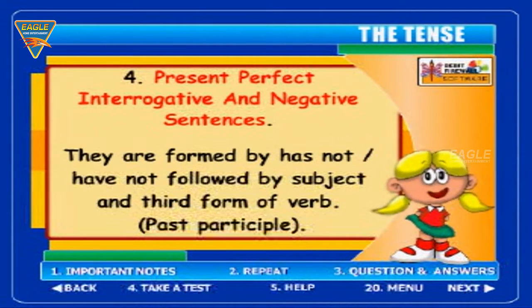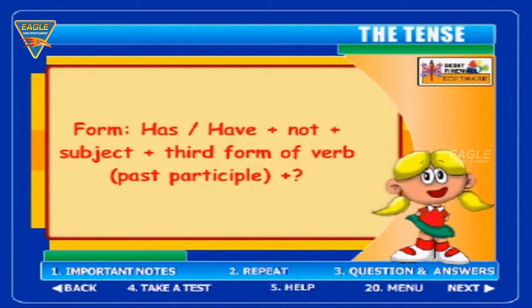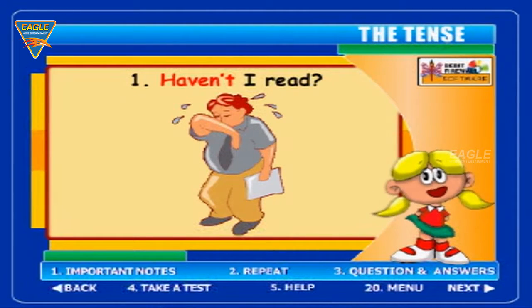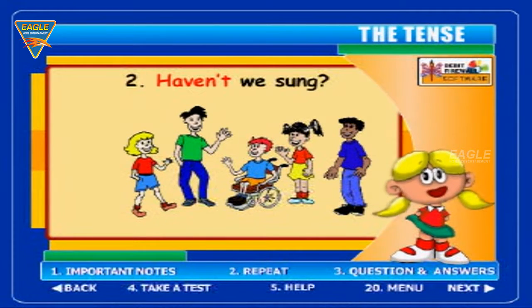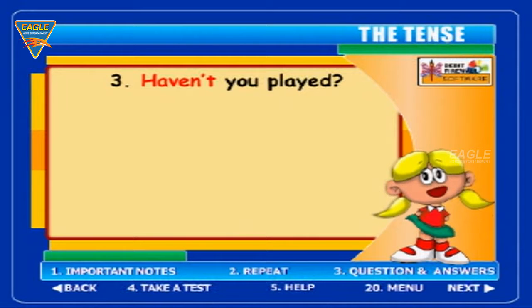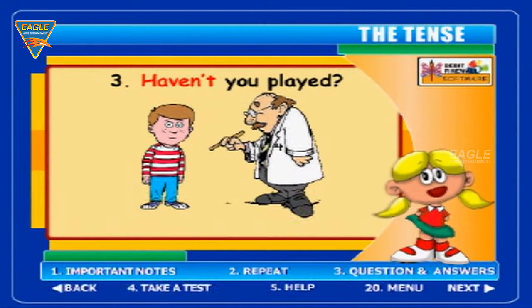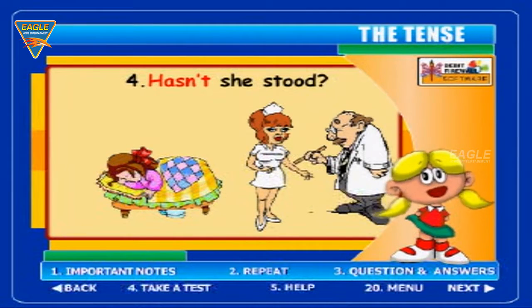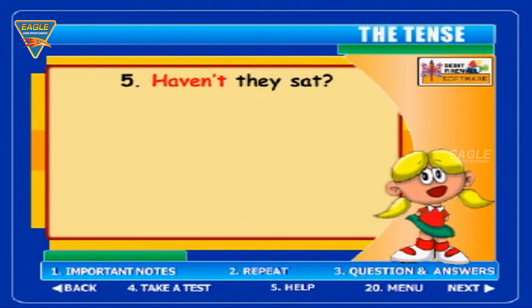Present perfect interrogative and negative sentences. They are formed by has not or have not, followed by the subject and the third form of verb, past participle. Form: has or have plus not plus subject plus third form of verb, past participle plus question mark. Examples: Haven't I read? Haven't we sung? Haven't you played? Hasn't she stood? Haven't they sat?